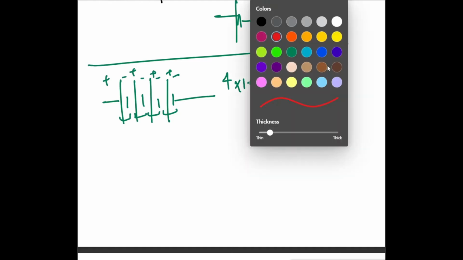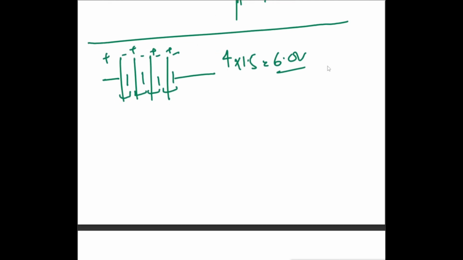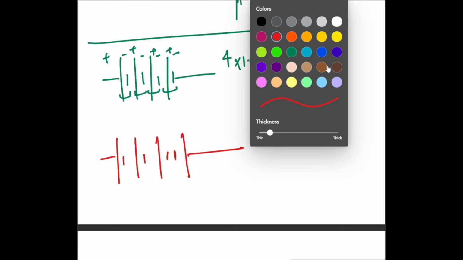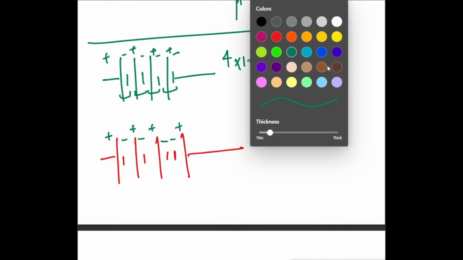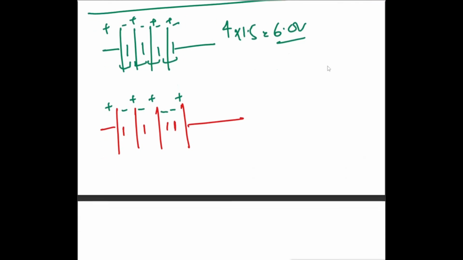But what if one of the cells was swapped by its terminal? So let's say I swap one of them. So we have 1 cell, 2 cell, 3 cell, and then the 4th one is swapped in this way. So what's happened over here is that we have plus, minus, plus, minus, plus, minus, minus, plus. So we need to realize that one of the cells is swapped at this location. It is actually over here.